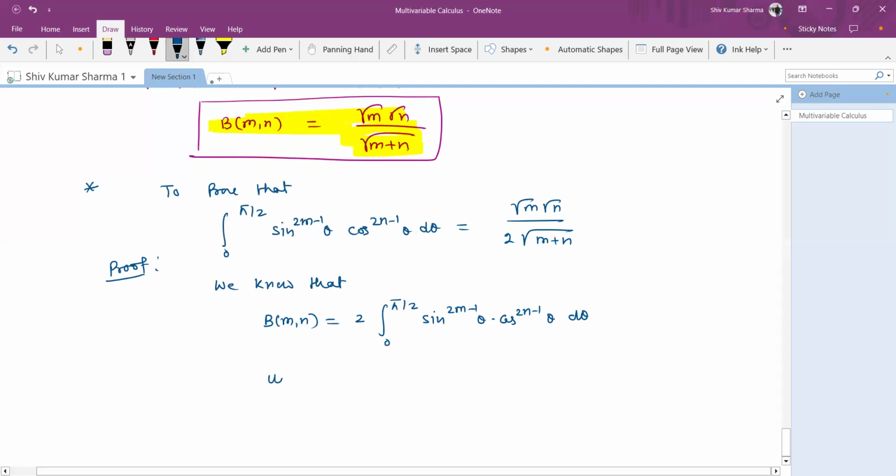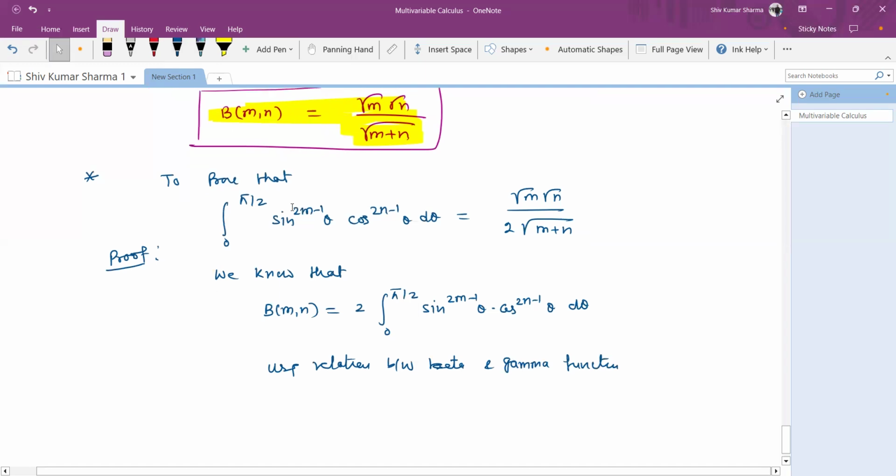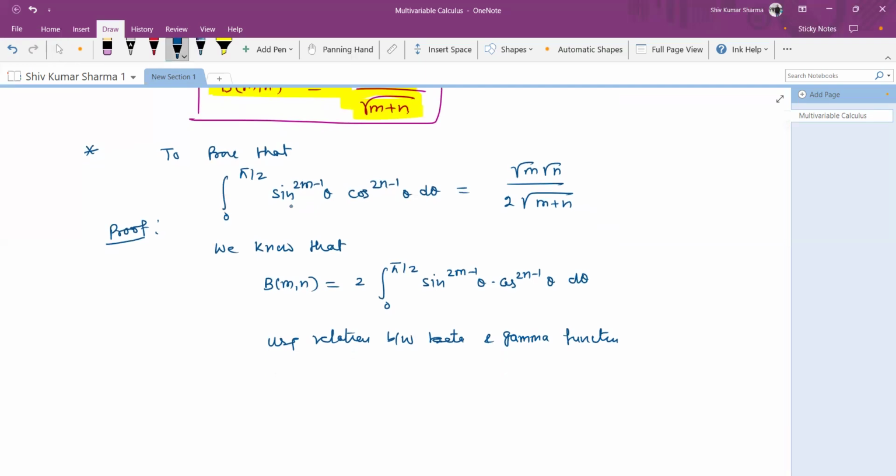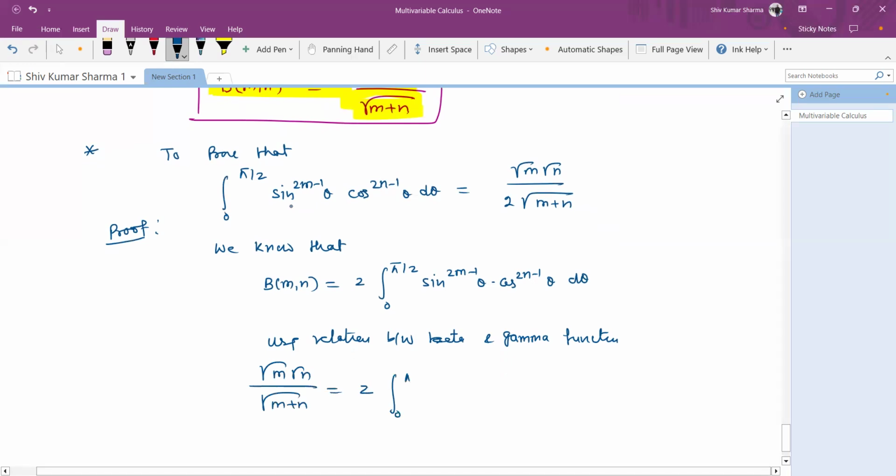So using the relation between beta and gamma function, we put the value of beta mn. Beta mn value is gamma m gamma n upon gamma m plus n. So this is equal to twice of integral 0 to pi by 2 sine 2m minus 1 theta cos 2n minus 1 theta d theta.